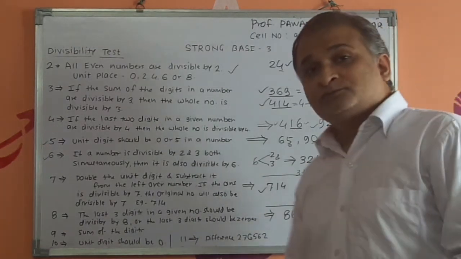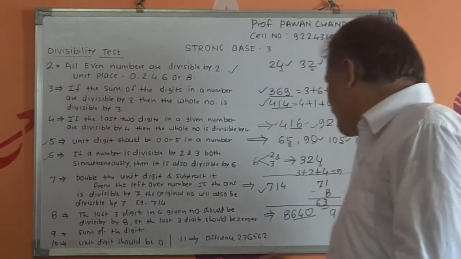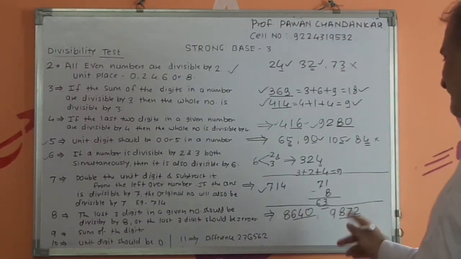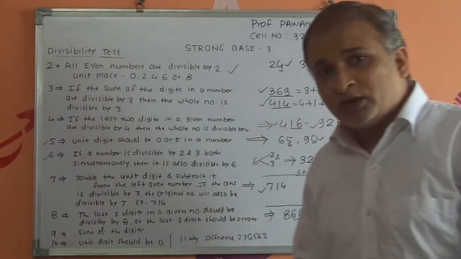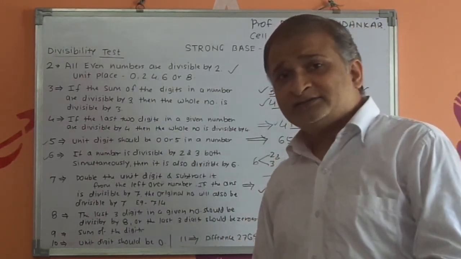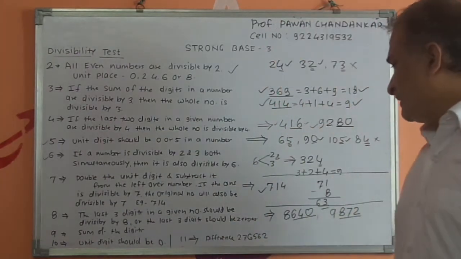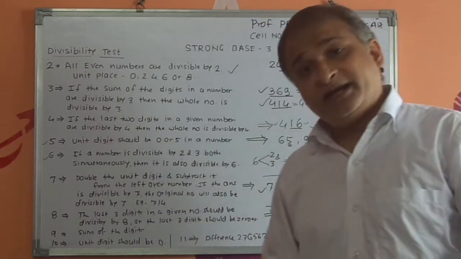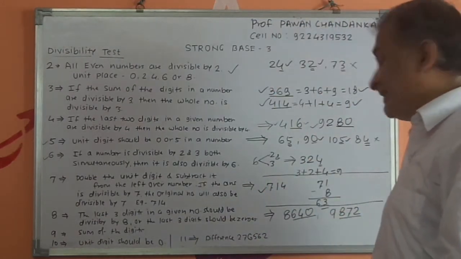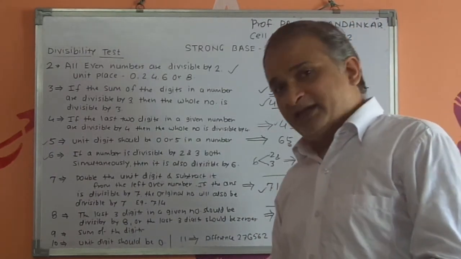9872. Now is this number divisible by 8? How will you come to know? Let's check the last 3 digits. The last 3 digits are 872. Now is 872 divisible by 8? Yes kids, very good. 872 is divisible by 8. That's why the whole number, that is 9872, is divisible by 8. Very good.